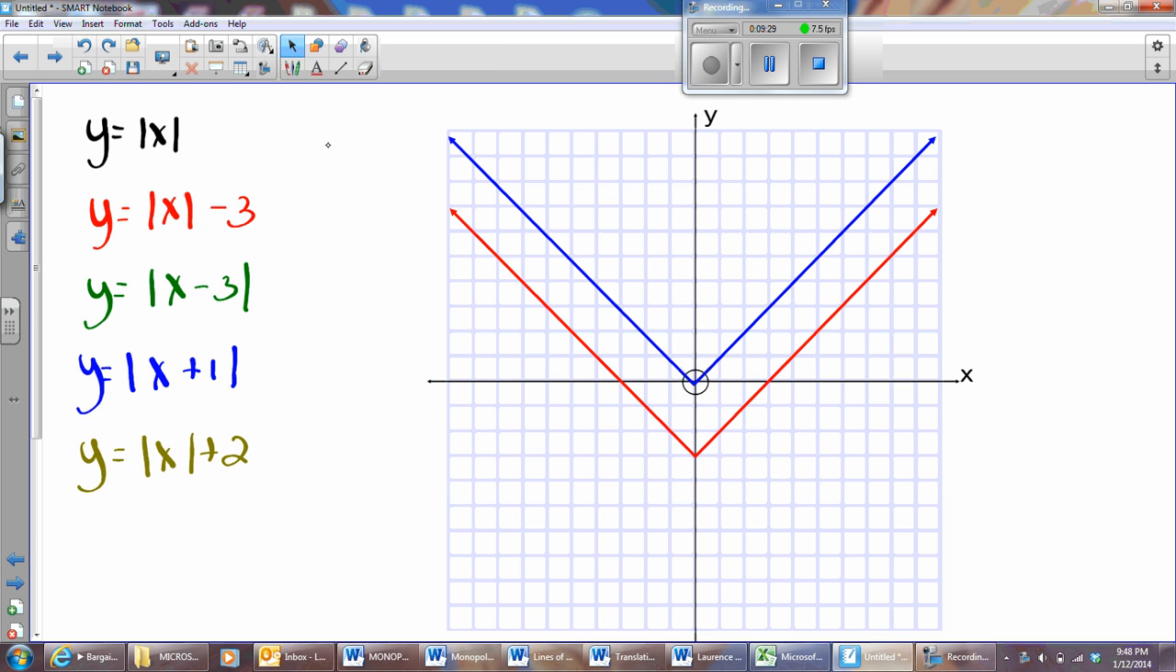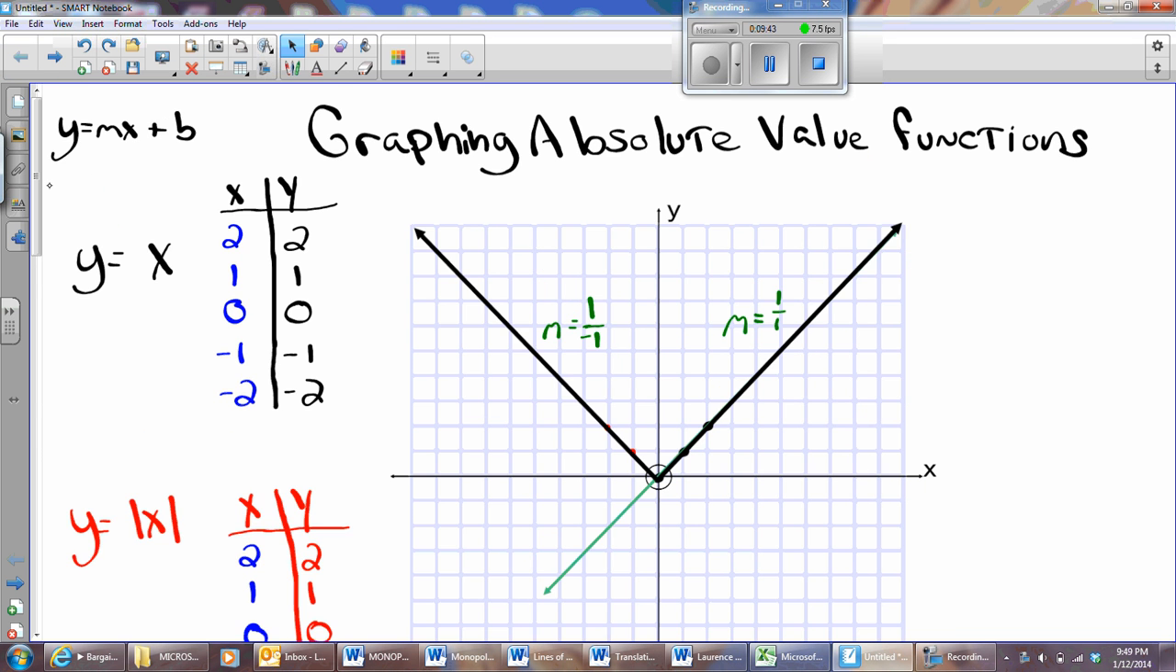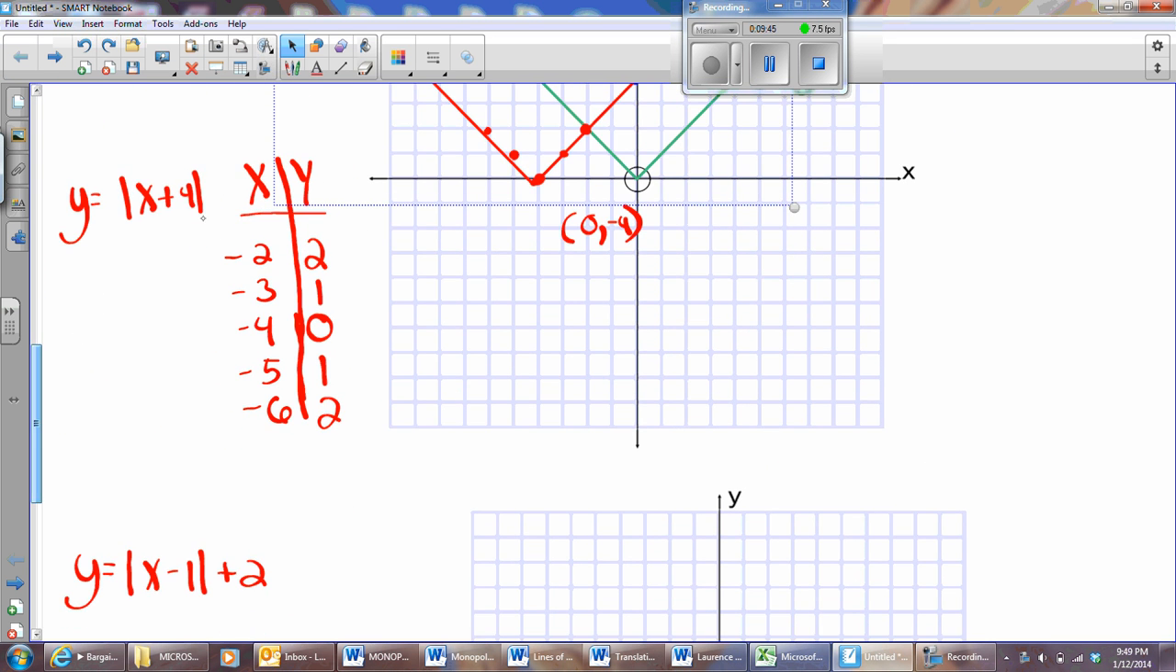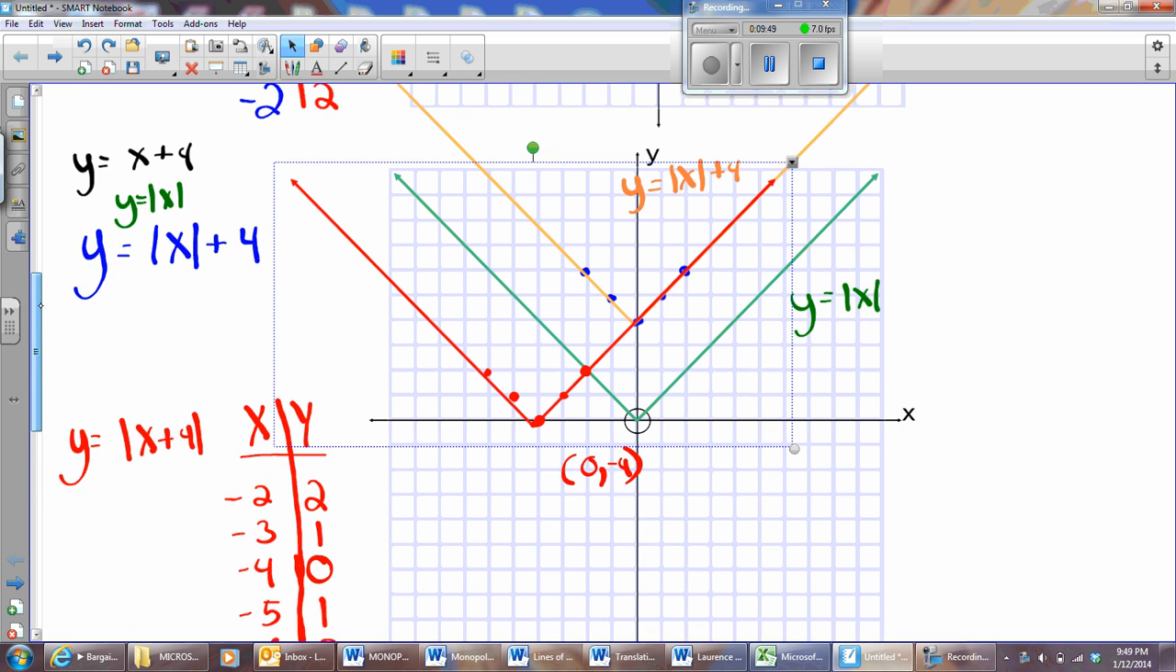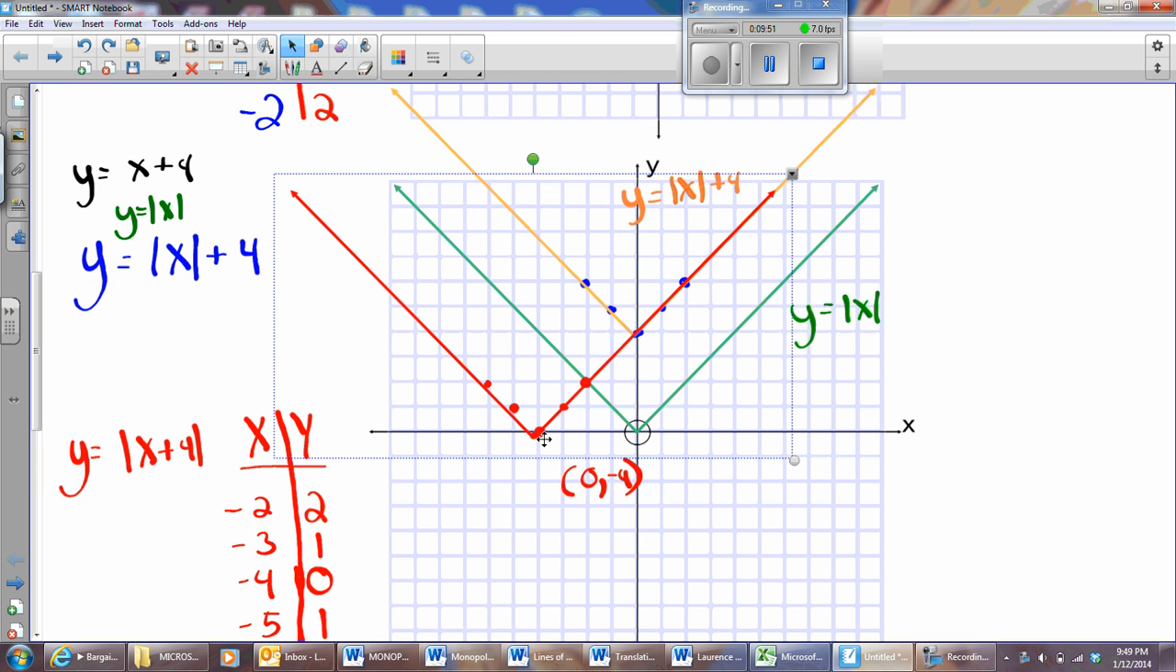So there's the red equation right there. Okay. Now, if I subtract 3 on the inside of the absolute value, that's actually going to move it in the opposite direction. I don't know if you noticed that on the previous one. When we added 4, the whole v shifted left. It was the opposite way. When we added 4 on the outside, the v shifted up. But when we add 4 on the inside absolute value, it actually shifts left, which is opposite of what you would normally think.